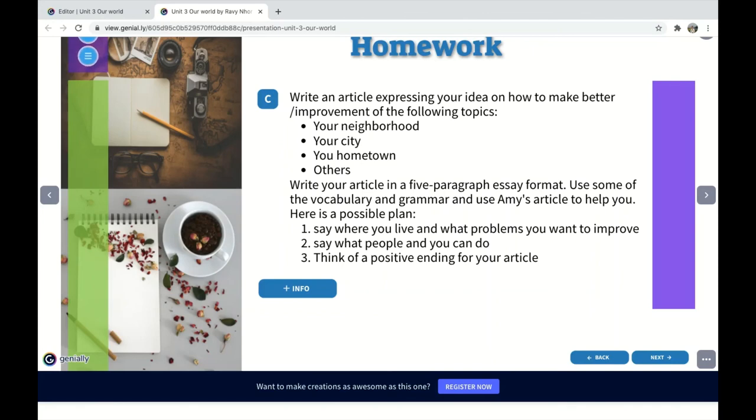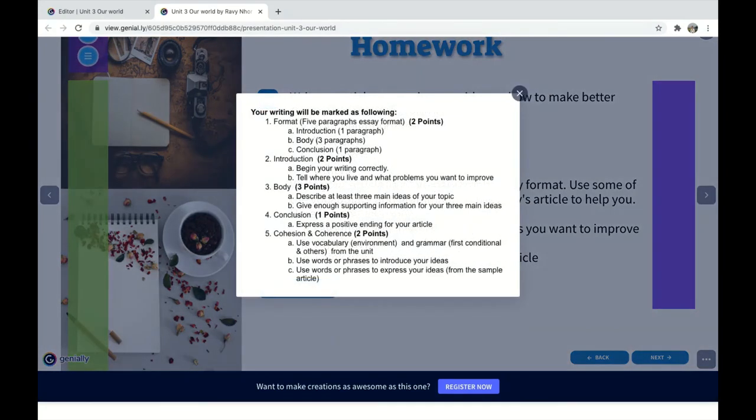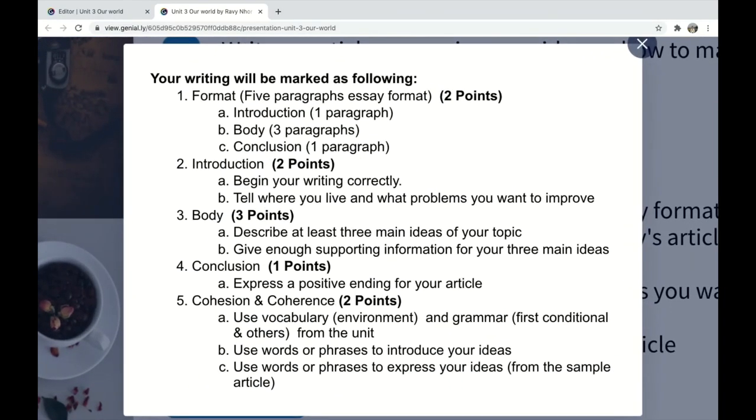And here are the criteria for marking your writing. So you can see the formats, the criteria here in order to follow, and then you're gonna have the full mark of 10 marks for your writing. So here are the formats. First of all, I give 2 points if you follow the 5-paragraph essay format: one introduction paragraph, 3 body paragraphs, and one concluding paragraph.